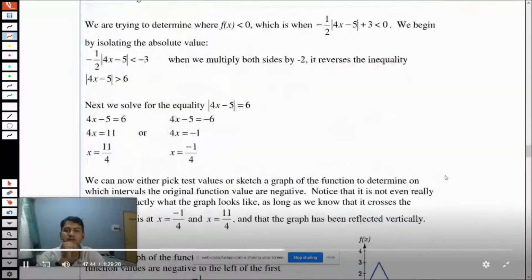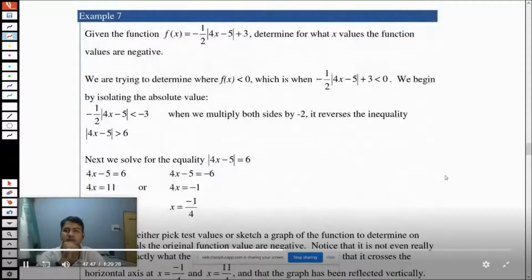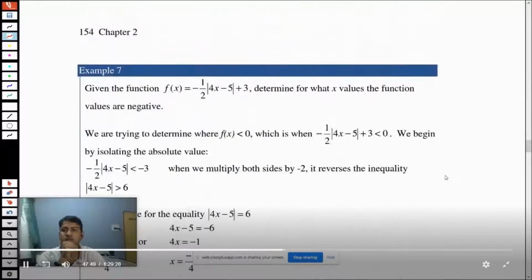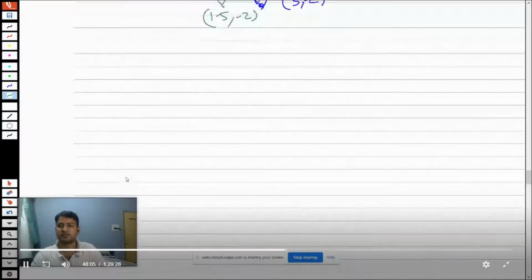And yeah, this seems like something new. f of x equals minus half into mod of 4x minus 5, plus 3. Okay, so f of x equals minus half times mod of 4x minus 5, plus 3.